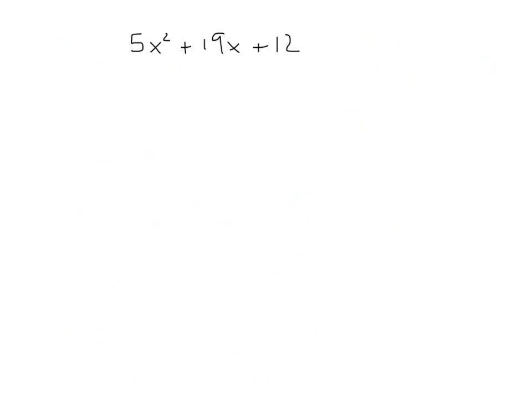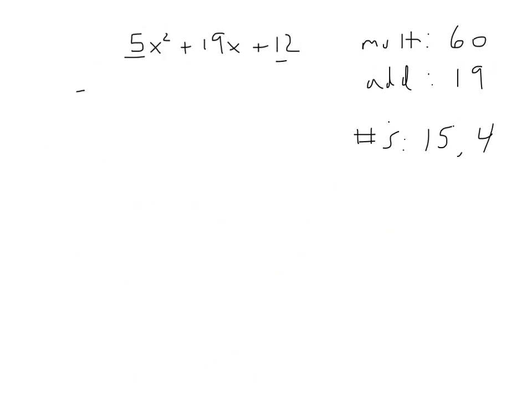And we'll do one more example like that. So let's say we've got 5x squared plus 19x plus 12, and we want to factor this. We can factor by grouping by looking for two numbers that multiply to the product of the first and last coefficients. So multiply to 5 times 12, multiply to 60, and add to 19. Okay, my numbers then are 15 and 4. 15 times 4 is 60, 15 plus 4 is 19.